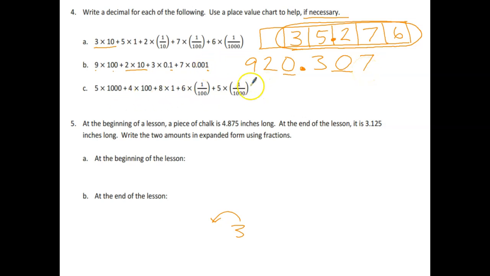Same thing for C. That was B. C I'll do right here. 5 times 1,000 is 5,000. 4 times 100 is 400. Watch this. 8 times 1. So we were at 100. So now I say, well, we didn't do anything times 10. 8 times 1 is 8. So if I didn't do anything to 10, what do I have to put here as a placeholder? Hopefully you said 0. So now I'm finished with my wholes.